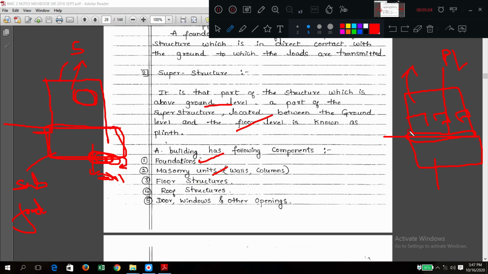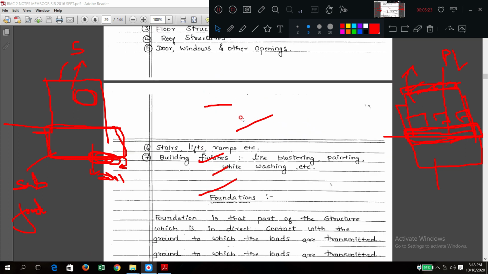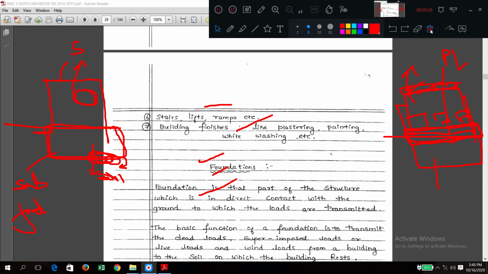Floor structure means whatever flooring you are using. Roof structure, maybe RCC, maybe GI sheet, whatever is covering at the top. Doors, windows and other openings: those are the openings provided for access. And to move from one place to another we have staircase, lift, ramp. At the end, you have building finish, like plastering, painting, etc. These are some of the components present in the building.